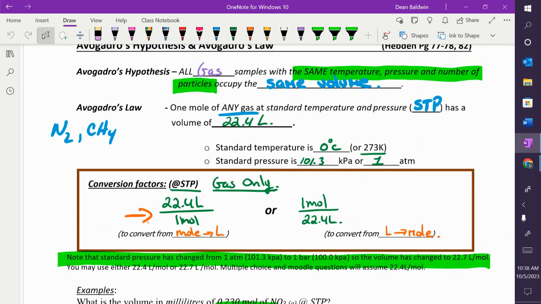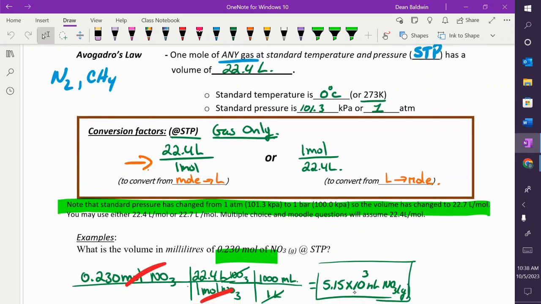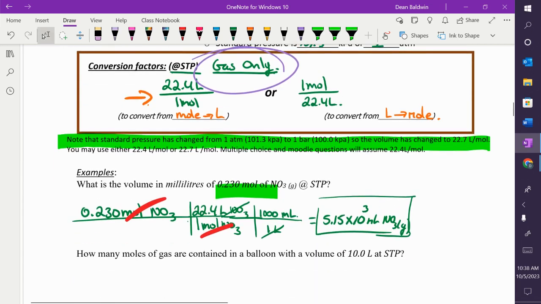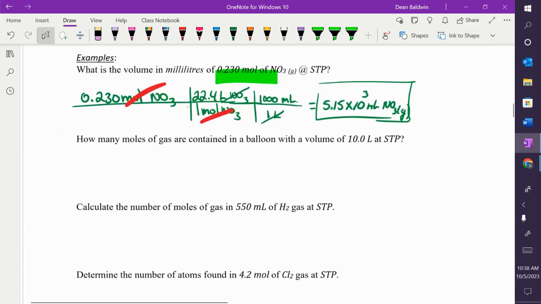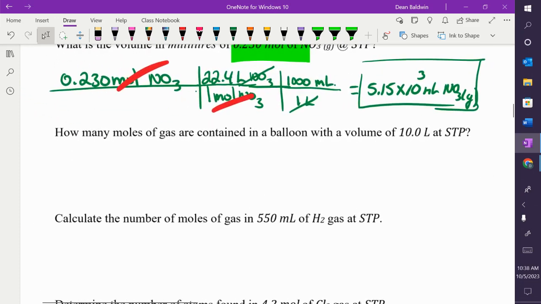Two conversion factors. If you're going from moles to liters, it's 22.4 liters per mole. And if you're going from liters to moles, it's 1 mole is 22.4 liters. Remember, these are for gases, not liquids. Okay? Gases. And then we just started doing conversions. So let's finish off these conversions because we're going to start multi-step conversions today.